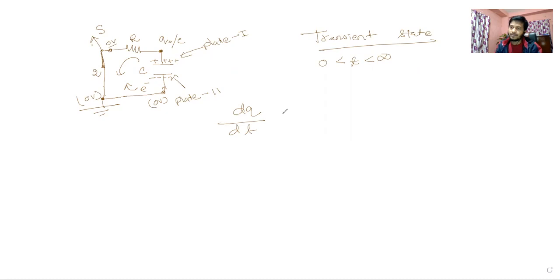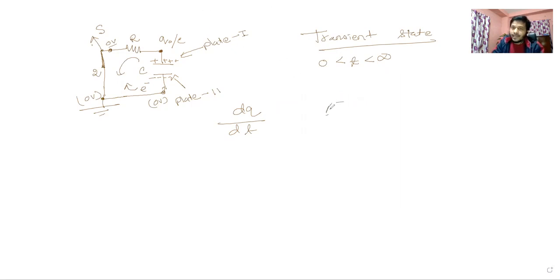Sir, this time dq will be negative. Negative. In the charging phase, dq by dt was a positive value, but in the discharging phase, will it be a positive value? No, sir. The answer is no. Why? Because the charge is getting reduced over time, isn't it? Yes, sir.